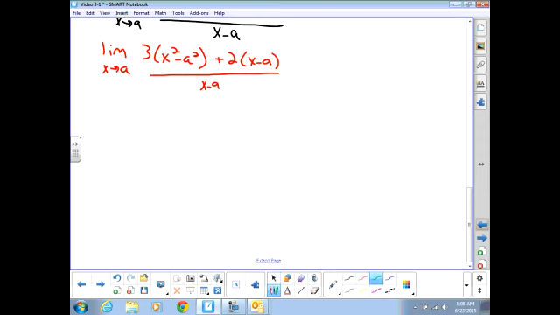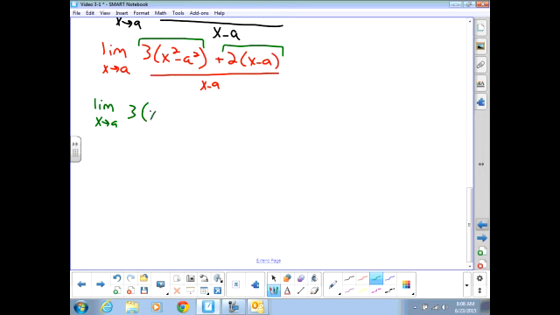Well, when you're dividing, you can only divide something out if it's in each term. Well, a term is a set of stuff that's being multiplied. So this is a term here, this is a term here. The one on the right currently has an x minus a, but the one on the left doesn't. However, we could factor the one on the left.